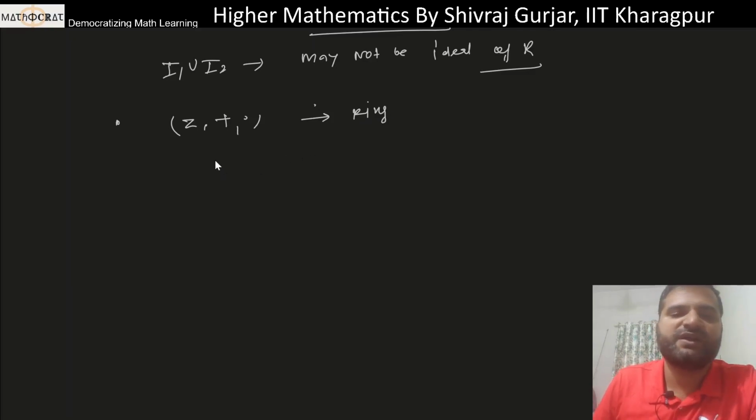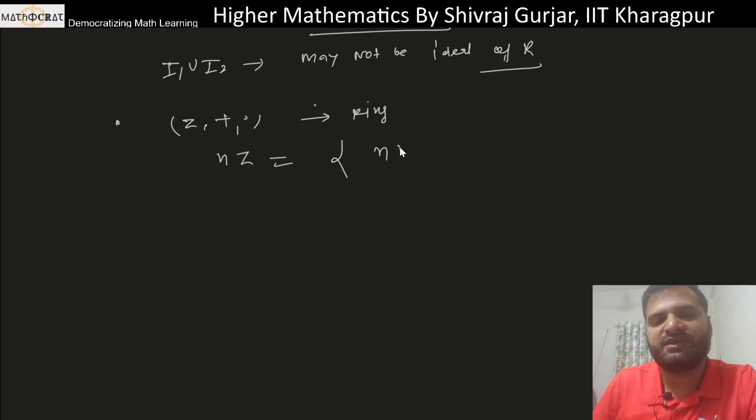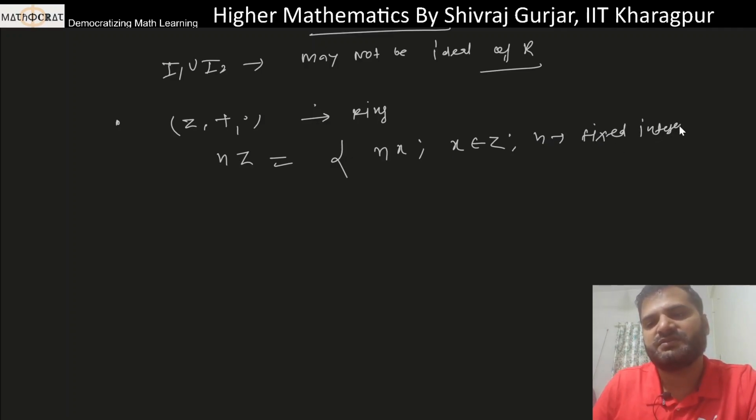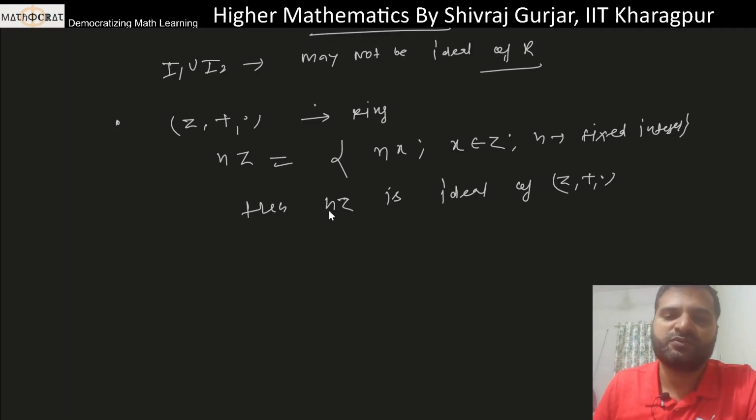And if we define a subset of this ring, nZ, which will be like nx, where x belongs to integers and this n is a fixed integer, ठीक है? Fixed integer, then nZ is an ideal of ring Z, plus, dot. ठीक है? Of course in ideal also the operation will be plus and dot only, same operations should be there.